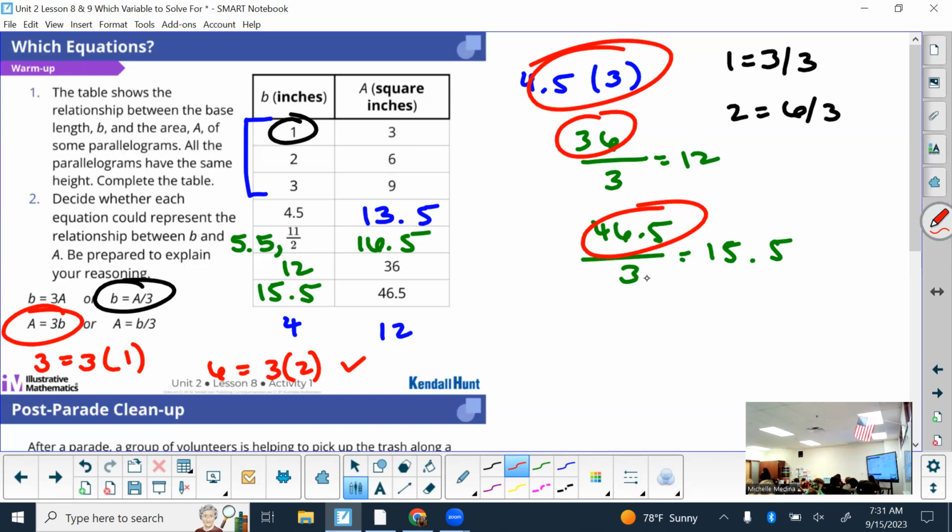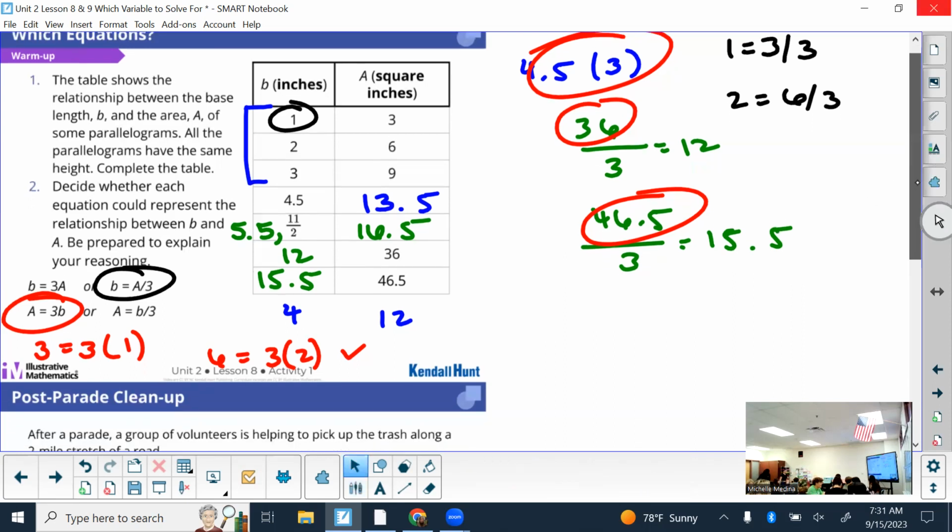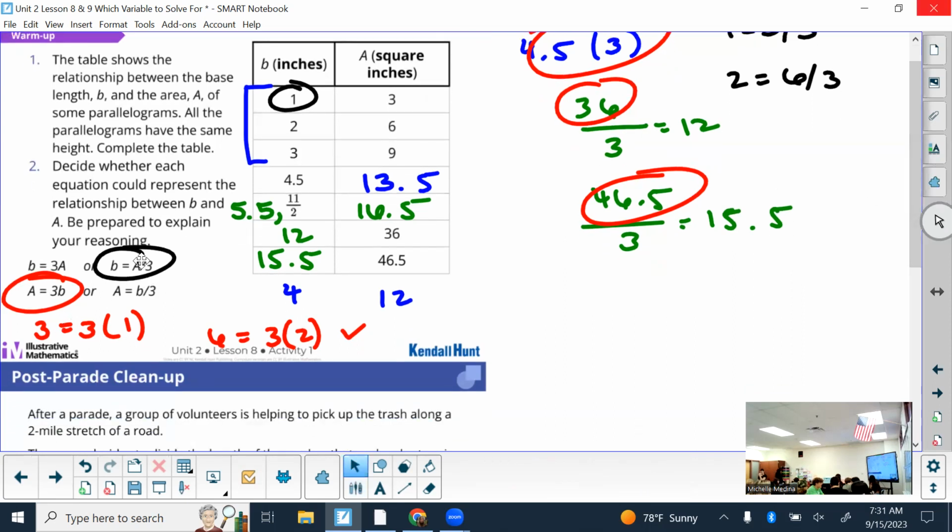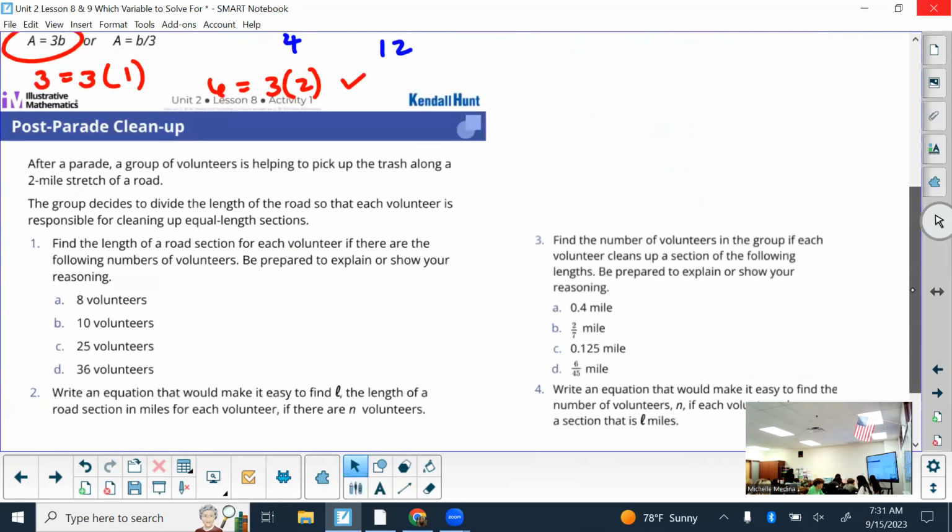That's been helping me do the practice as well when you ask me questions. I try to see what math I had to do to fill in the table. So, any questions on the warm-up? All right, 2 equations represent this, but in each equation, one variable is alone. Keep that in mind when we move on to the next one.